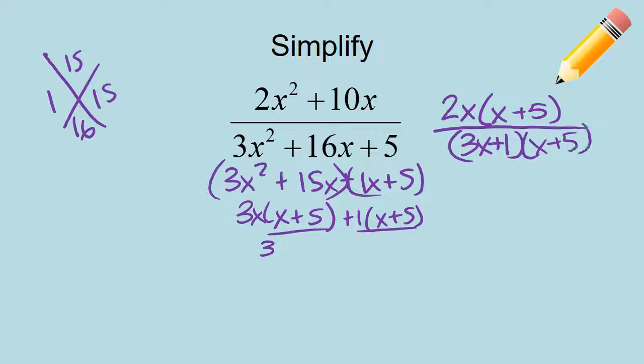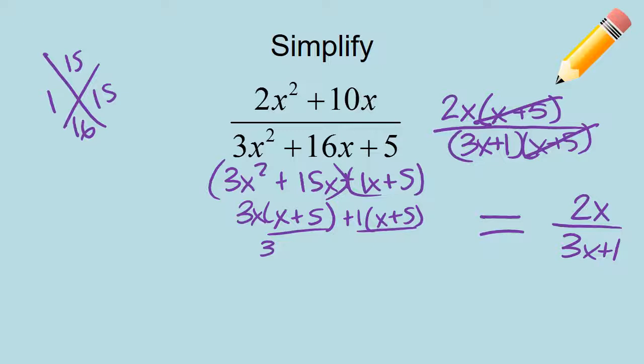x plus 5. So look how easy it is to see what can cancel, in the sense of what divided by itself is 1. So x plus 5 reduces down to 1. So completely simplified would be 2x over 3x plus 1. That 3x plus 1 is a whole factor, so it's got to stay together. It's a binomial.